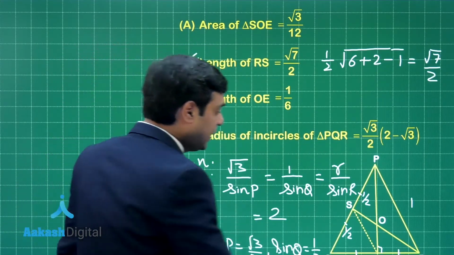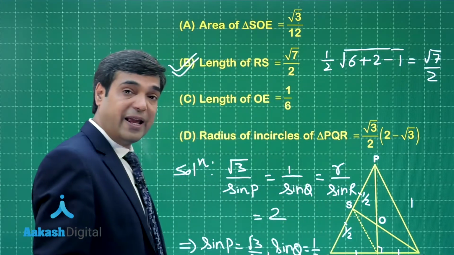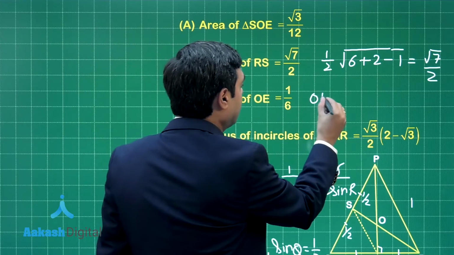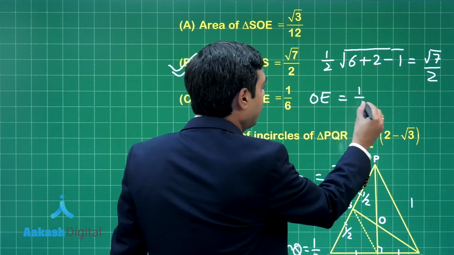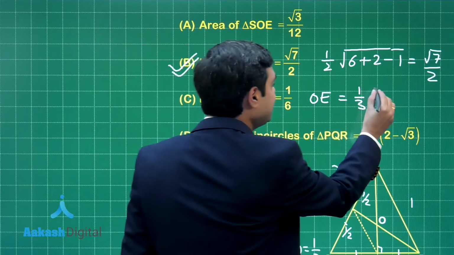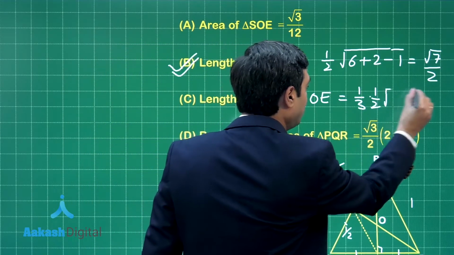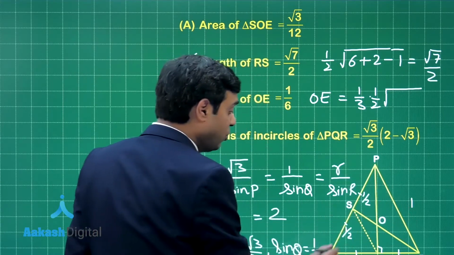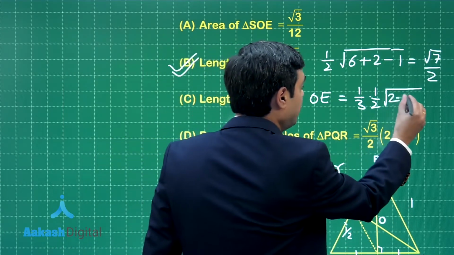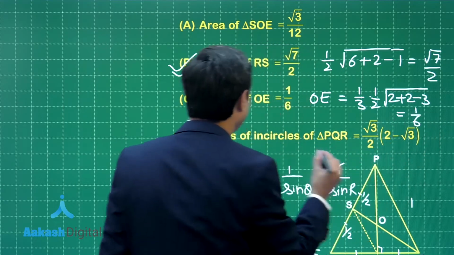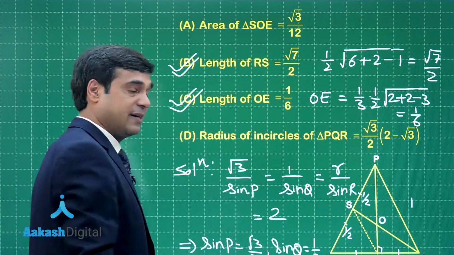Length of OE: OE is 1/3 of this length, because PE is clearly a median as well. So OE is simply 1/3 of the median PE. Median PE means 1 by 2 of root of 1 into 2 plus 1 into 2 minus 3. So it is 2 plus 2 minus 3. So this gives me 1 by 6, meaning option C is also correct.